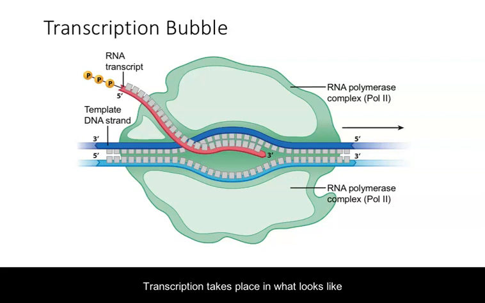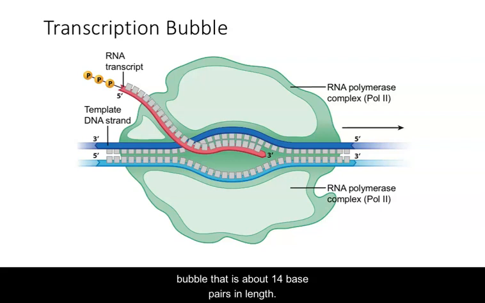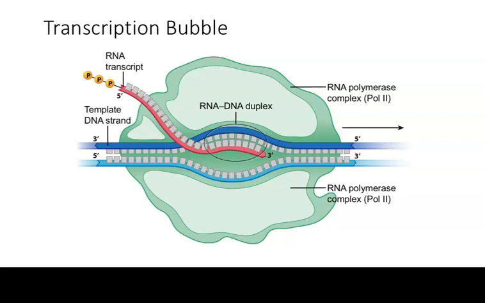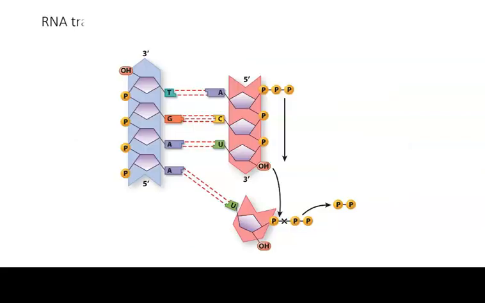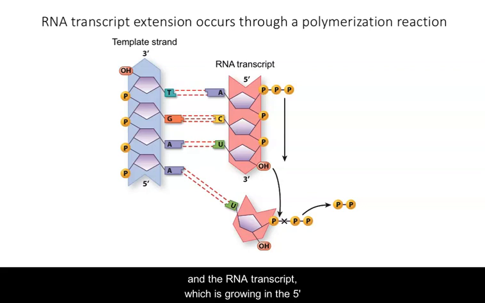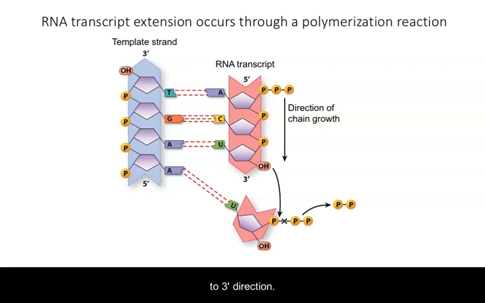Transcription takes place in what looks like a bubble that is about 14 base pairs in length, and the RNA-DNA duplex in the bubble is about 8 base pairs in length. The RNA polymerase II adds the nucleotides to the 3' end of the RNA transcript. The RNA transcript is extended through a polymerization reaction. So here we have the template strand and the RNA transcript, which is growing in the 5' to 3' direction.